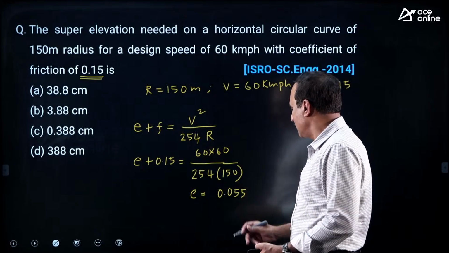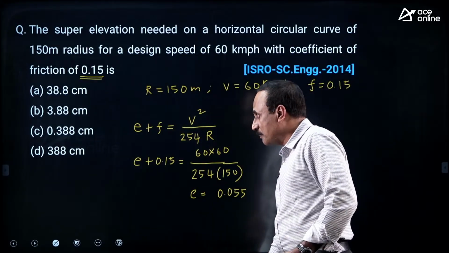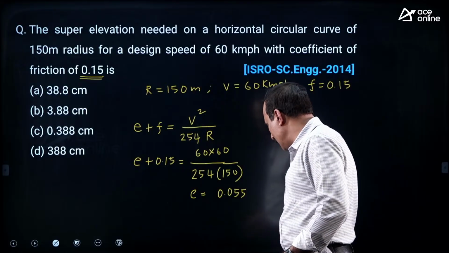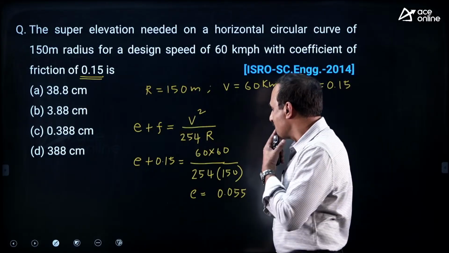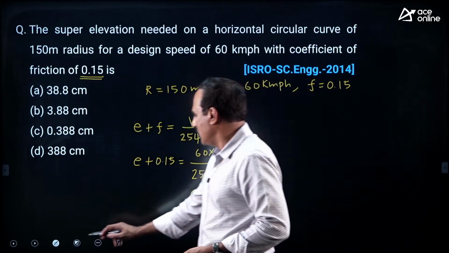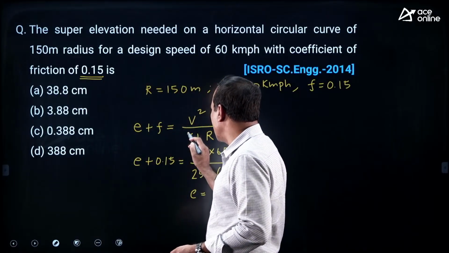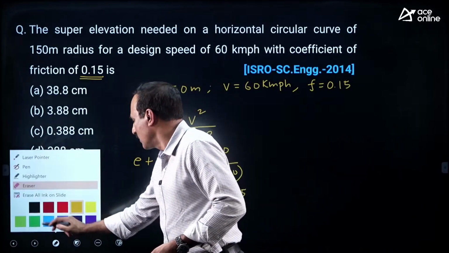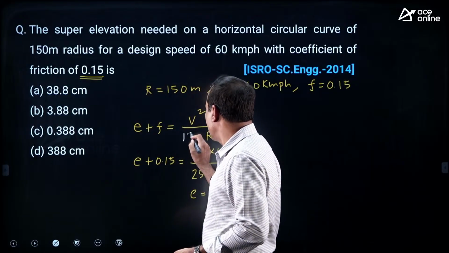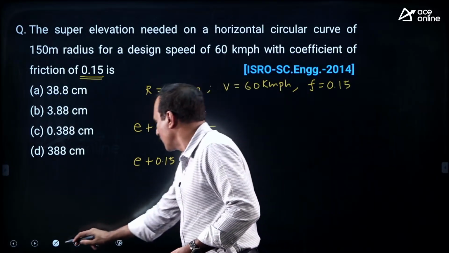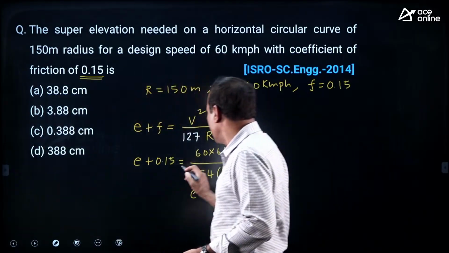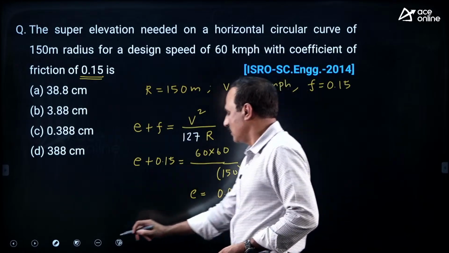Very nice. So, actually speaking, the super elevation is given as 127 R, na? Yes, this is 127 R. Any answer matching? 127.